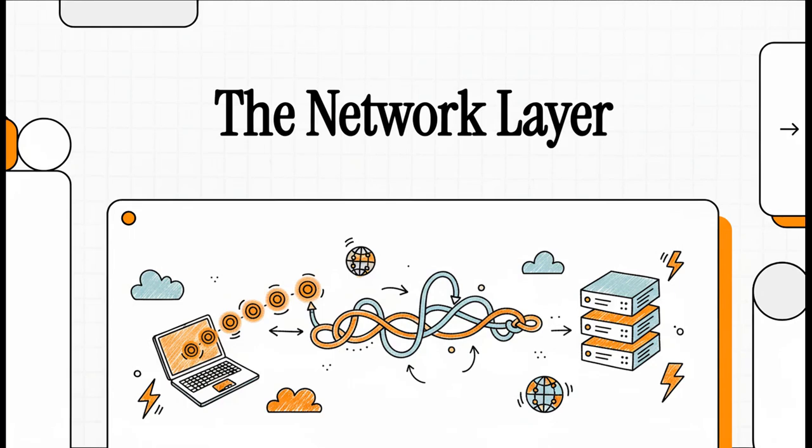Welcome to The Explainer. Today, we're going to pull back the curtain on something we all use every single second, but probably never think about: the Internet's network layer. It's the magic system that lets you send a message from your laptop to a server on the other side of the planet, all in the blink of an eye.